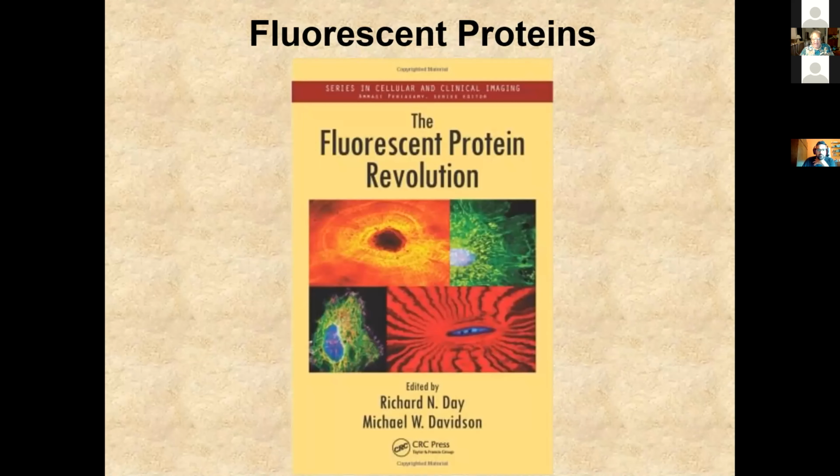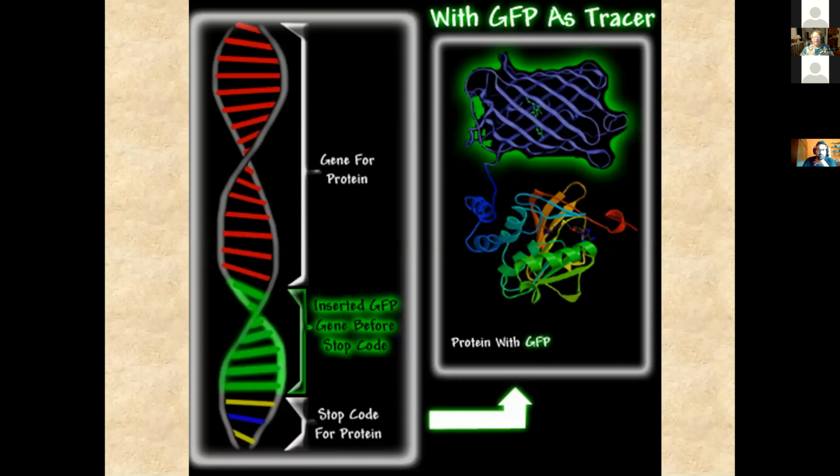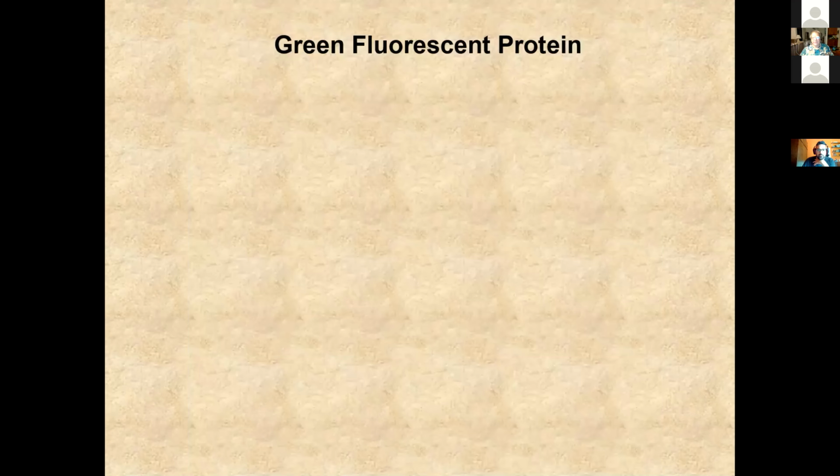Well, as our friend Richard Day and his collaborator Davidson said in this book they edited, it's certainly been a fluorescent protein revolution. And I think you all know why, because you can take the gene for your protein of interest and attach to it, using molecular biology, the DNA of the gene for a fluorescent protein like GFP. Then when it's expressed, you have your target protein linked to a fluorescent protein.